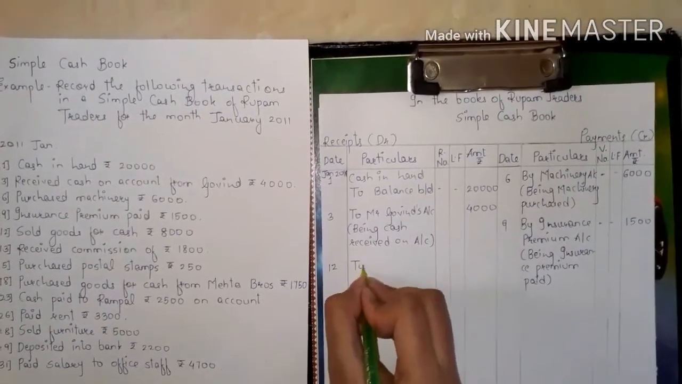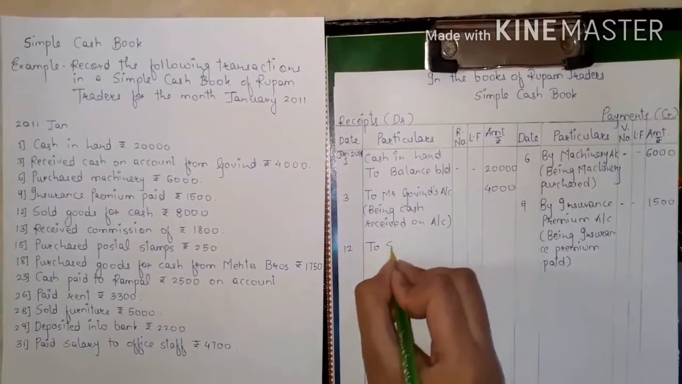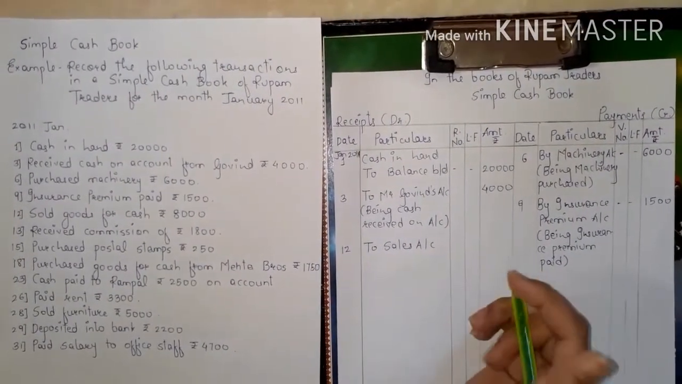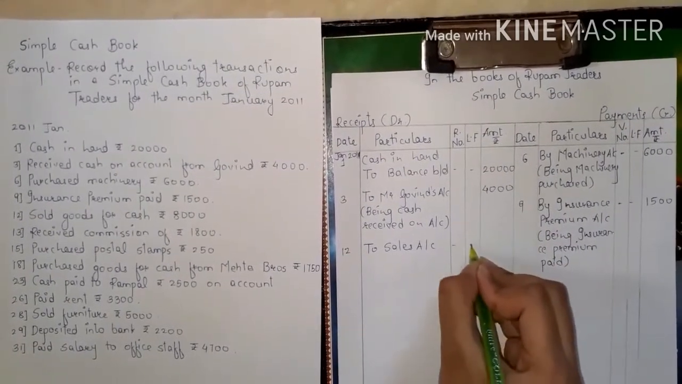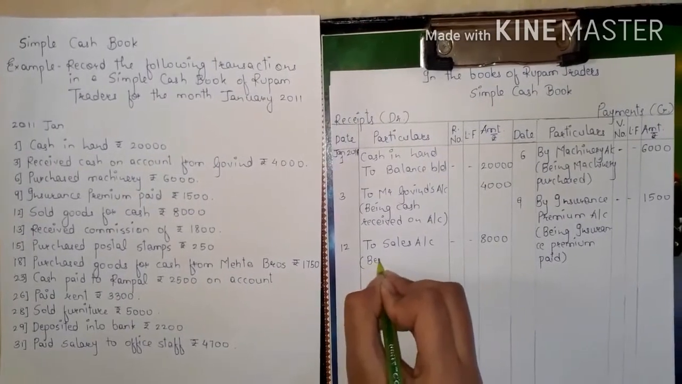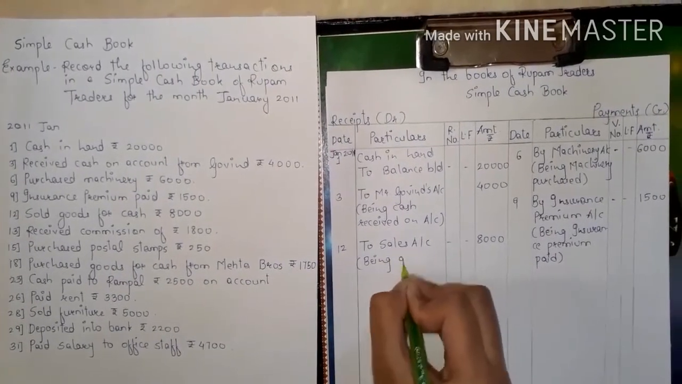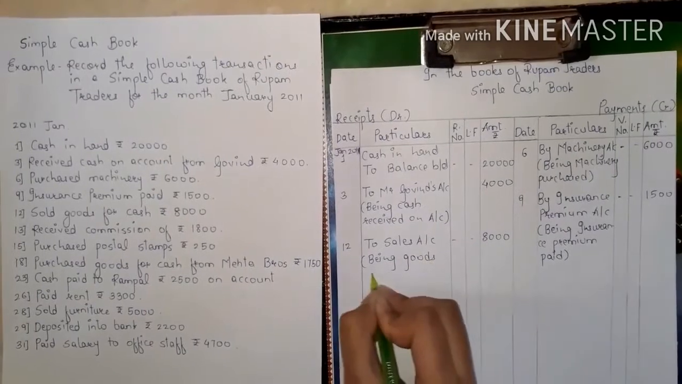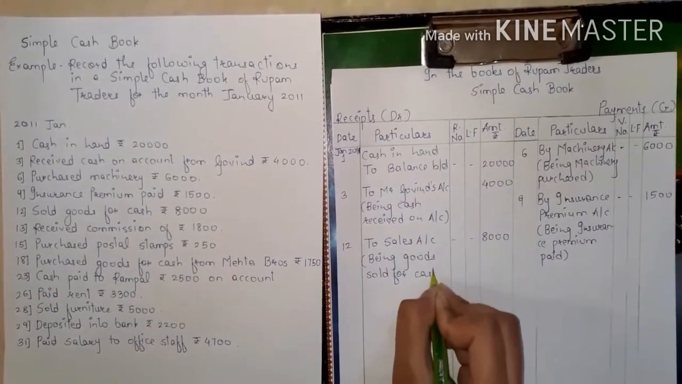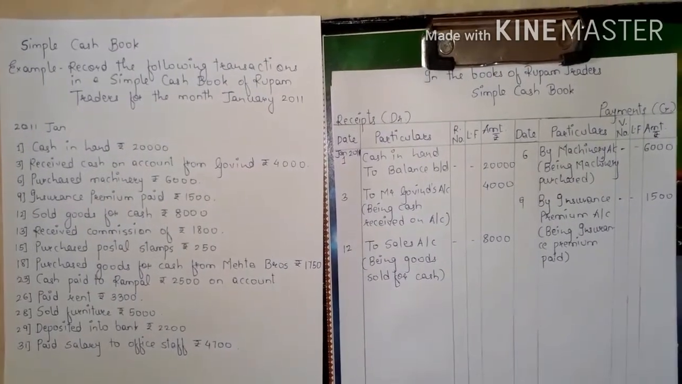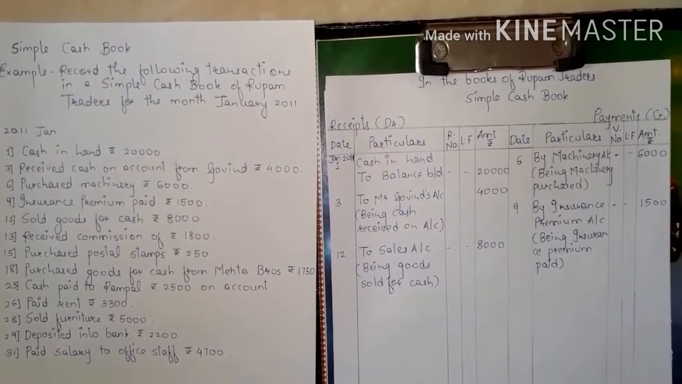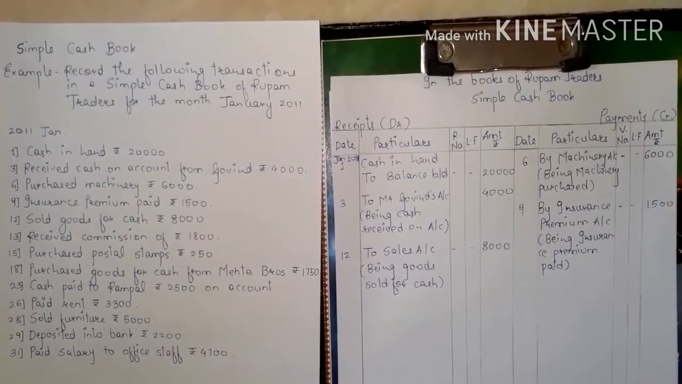To sales account. Since sales is made over here, that is why sales account. Amount rupees 8,000. Narration for this transaction, being goods sold for cash. Okay.